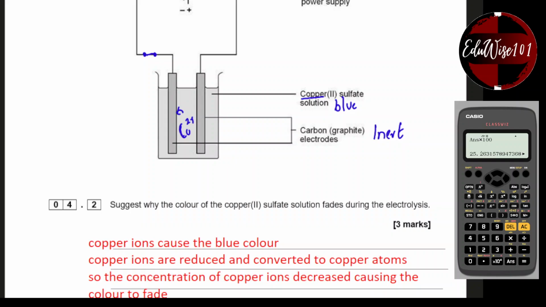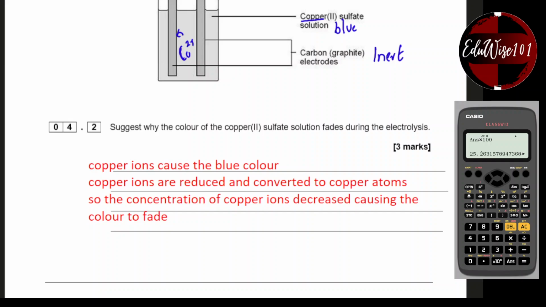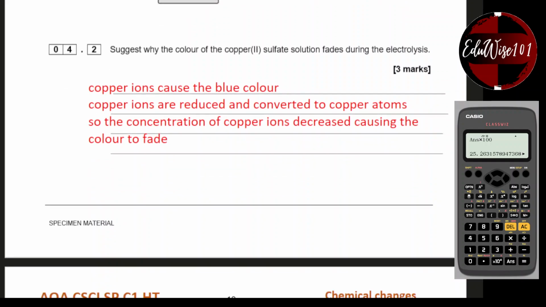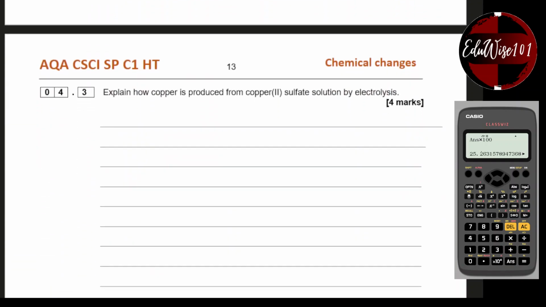Answer. Copper ions cause the blue color. Copper ions are reduced and converted to copper atoms at the negative electrode. So the concentration of copper ions decreased, causing the color to fade. Question 4.3. Explain how copper is produced from copper 2 sulfate solution by electrolysis.